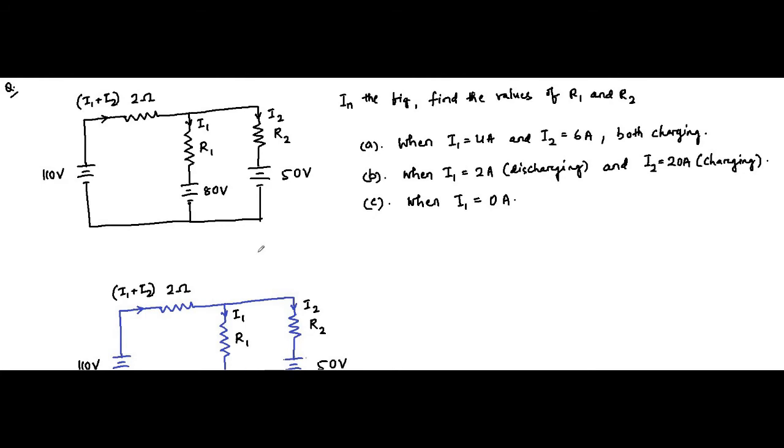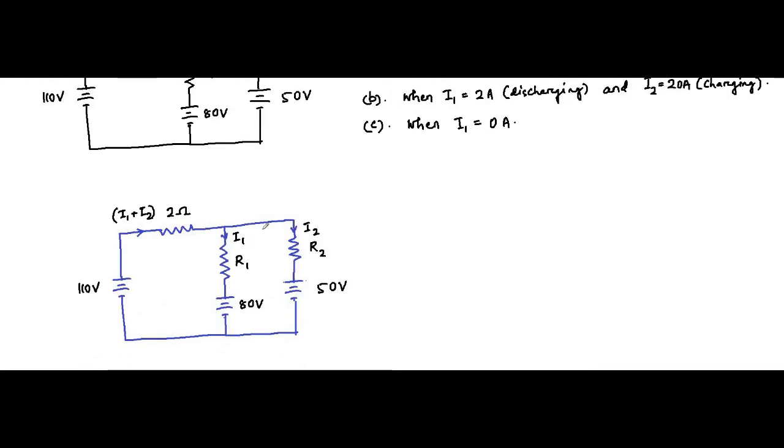So first we have to write the KVL equations. Okay, that is very important. So first, assignment of the polarities. Here the current is flowing from plus to minus, I1 plus I2, through 2 ohm like this. I1 is flowing through R1 plus minus, I2 is flowing through R2 plus minus. Okay, this is the polarity. So this, let's say, is the KVL equation for loop 1, the left loop, and this, let's say, is the KVL equation for the right side loop, KVL equation 2.